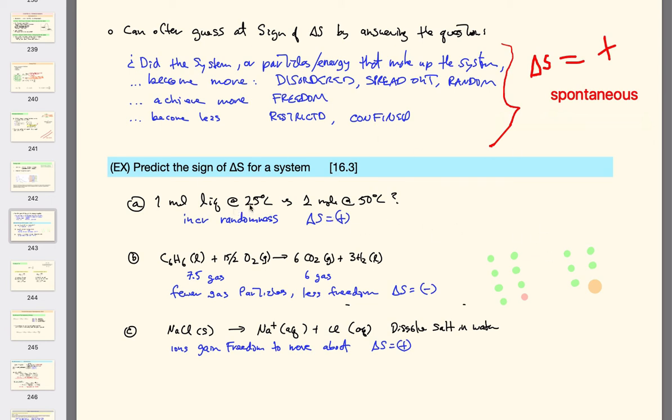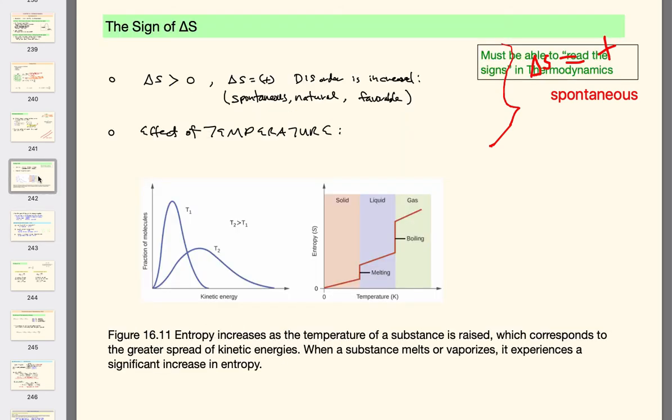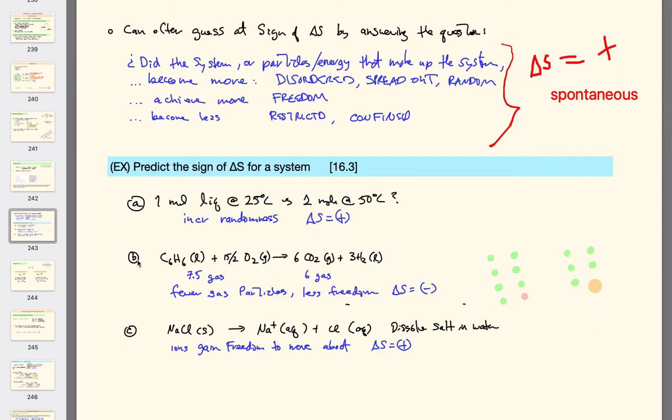Okay, so in going from 25 to 50 degrees C, delta S is positive. So if you decrease temperature, you also decrease delta S. And you know this. Why? Because I just told you right there. You can see the relationship with temperature there. It's going down. Okay, but you can rationalize it.